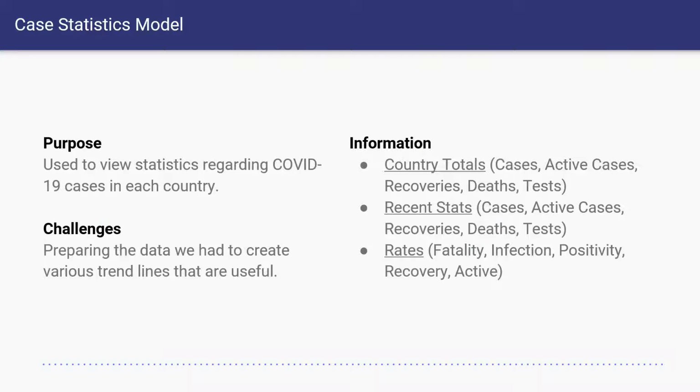The case statistics model is the main model that features all the statistics and information regarding COVID-19 in each country. Statistics include, and are not limited to, the total and recent stats for the number of cases, deaths, recoveries, active cases, and tests. The main challenge for this model was figuring out a way to nicely display all the data in an organized fashion, especially the data used to render the graph, as it needed to be reformatted and structured to be used.